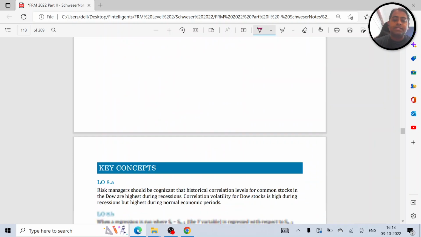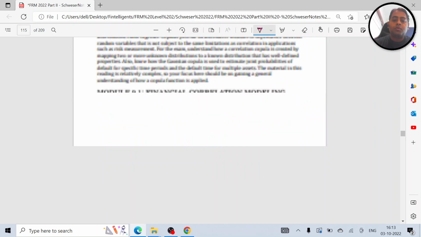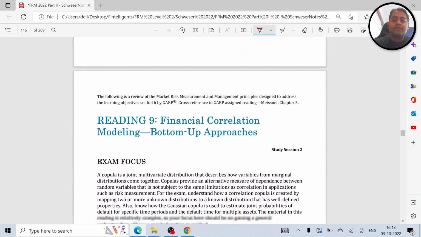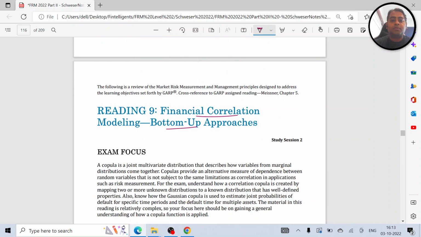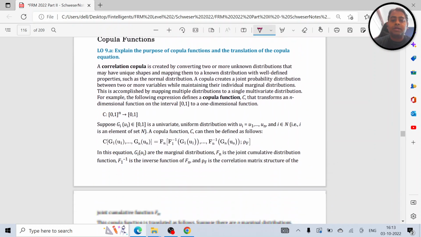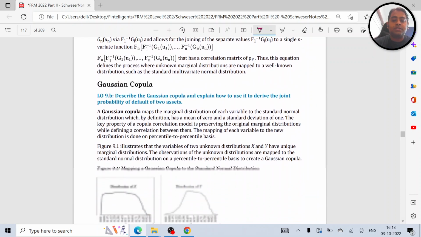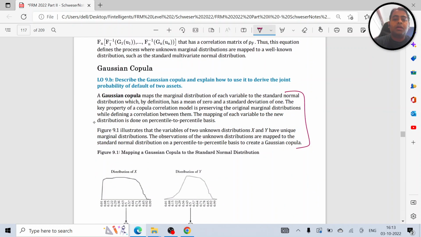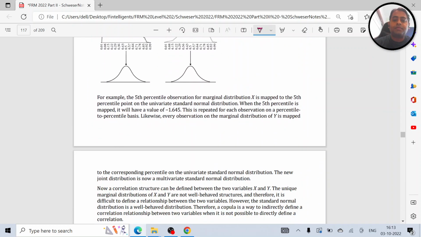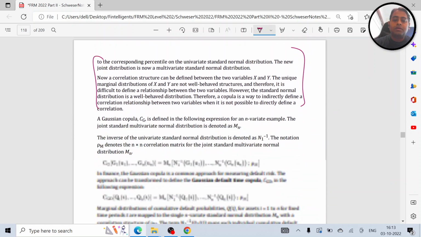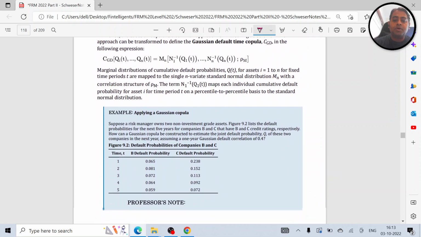Let us move towards the next chapter, which is Copula, right? Financial correlation bottom-up approach. It is nothing but the Copula chapter. How is Copula used to find correlation? Gaussian Copula is okay. Read this part. Percentile to percentile mapping is okay to be remembered.